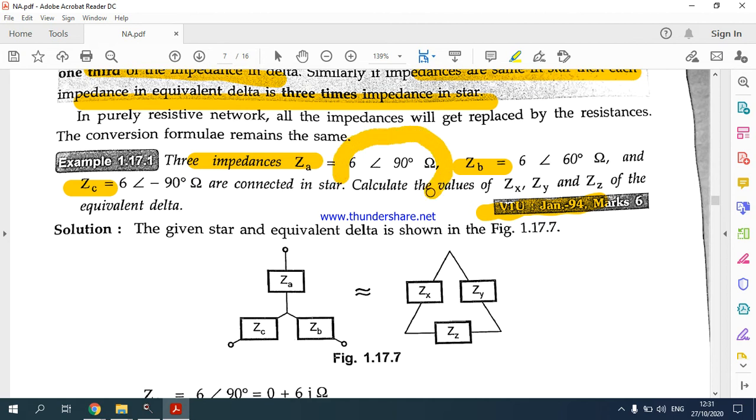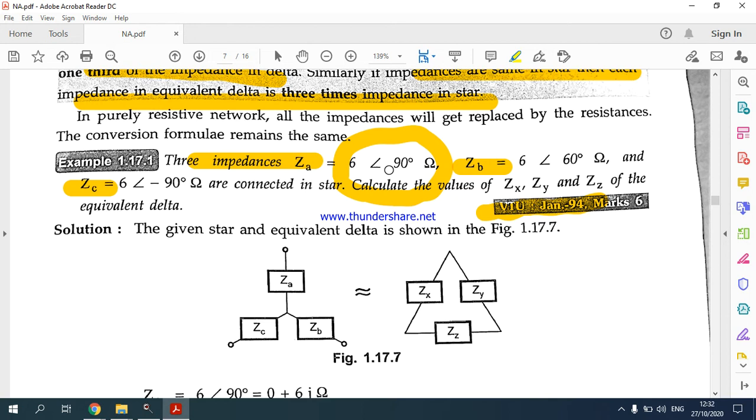This impedance is represented in which form? ZA equal to 6 angle 90 degree. Tell me, is it in rectangular form or polar form? Polar form. Okay, tell me, in which case will you use polar form and in which case do you want your result in rectangular form?